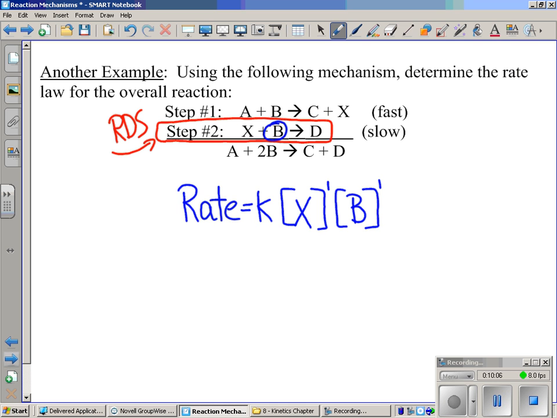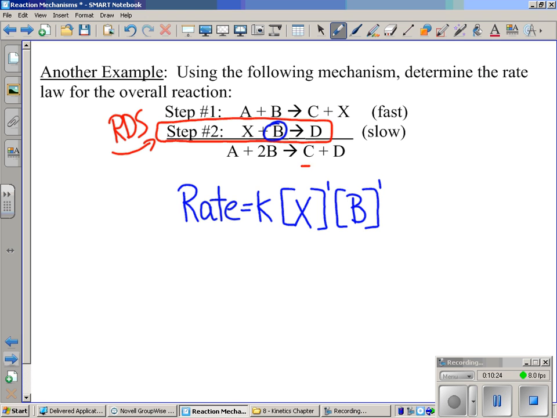Okay, now, the reason why I say this problem's a little harder is some of you might say, okay, there it is, there's my answer. It has one X and one B, because that's what we have in that step, so it's going to be raised to ones. It's the rate determining step, so it's the only one that matters. I'm all done. Well, there's a problem.